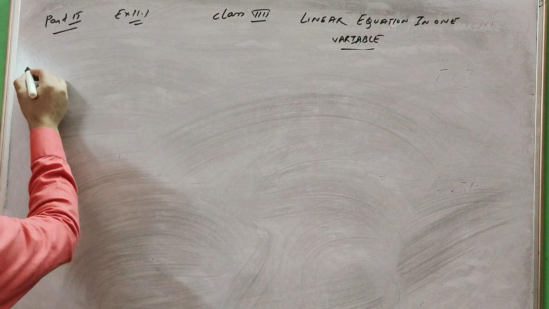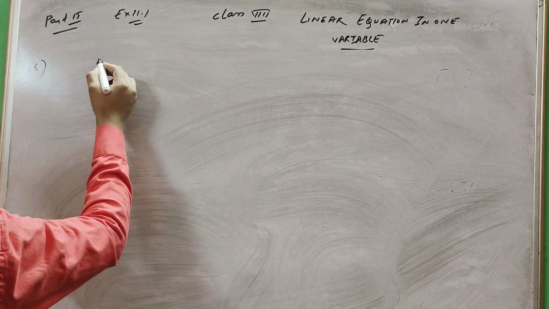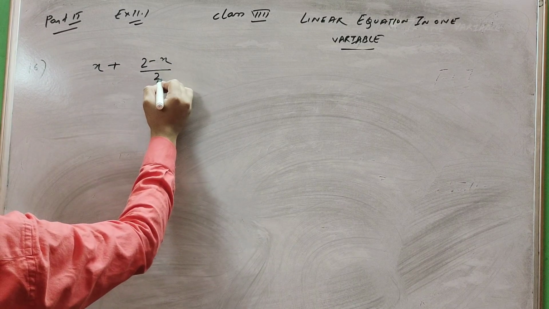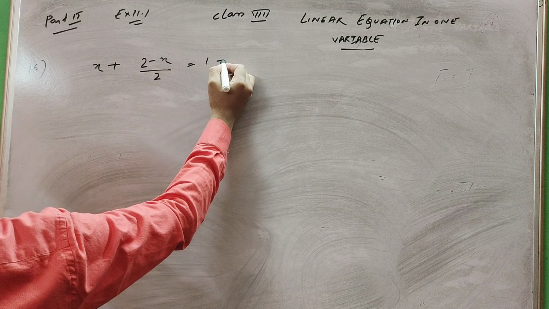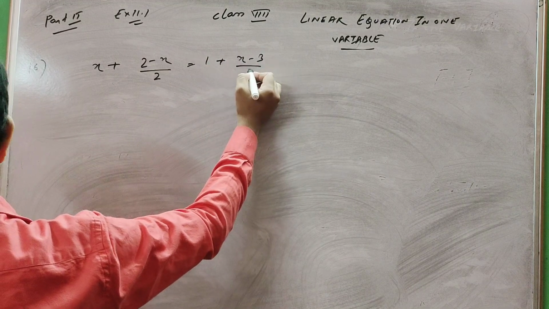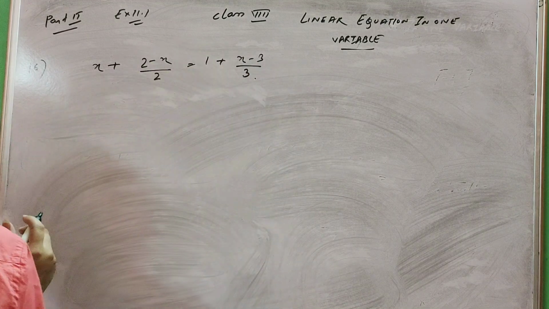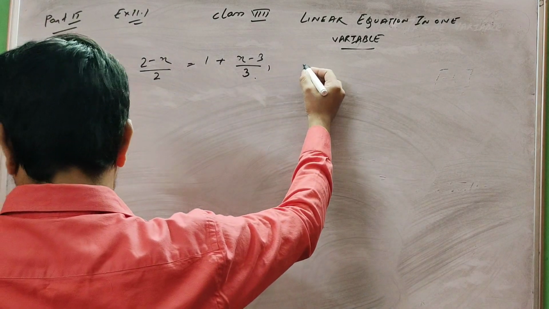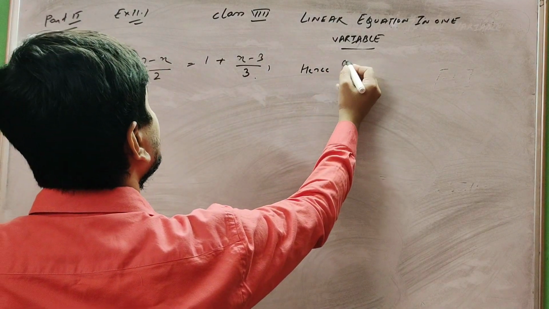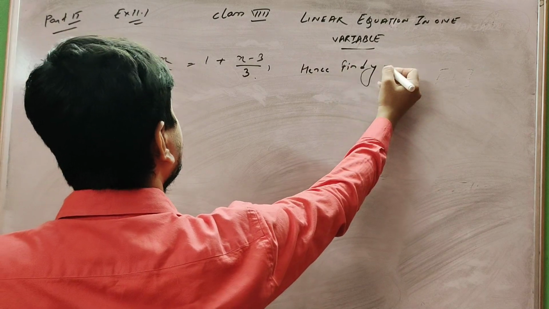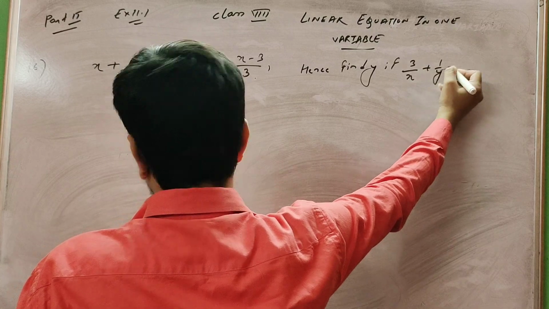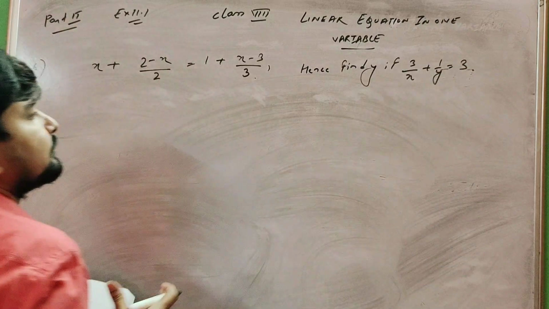Okay. Question number 16. In question number 16: (x plus 2) by 2 minus x by 3 equals (1 plus x minus 3) by 3. And the next part with that: hence find the value of y if 3 upon x plus 1 upon y equals 3. Clear?